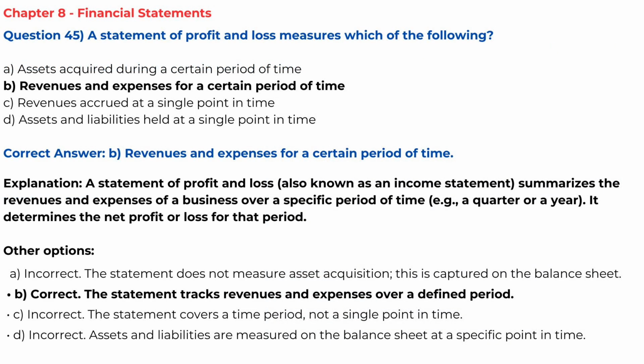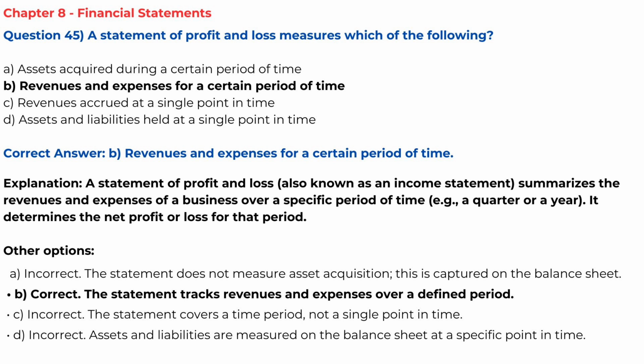Question 45. A statement of profit and loss measures which of the following? Correct answer. B. Revenues and expenses for a certain period of time. Explanation. A statement of profit and loss, also known as an income statement, summarizes the revenues and expenses of a business over a specific period of time, e.g., a quarter or a year. It determines the net profit or loss for that period.